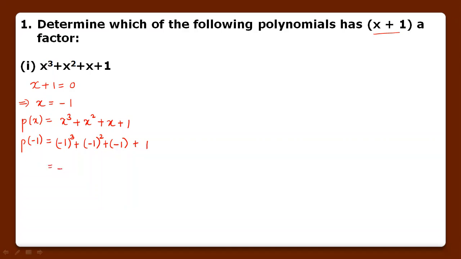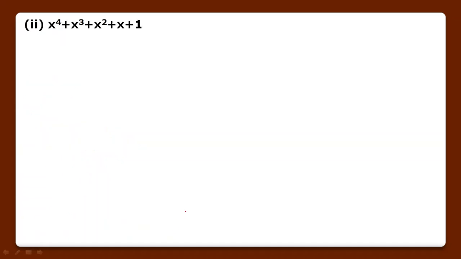Minus 1 cube is minus 1. Minus 1 का square is plus 1. Minus 1 and plus 1. हम plus एक साथ कर लेंगे. Plus 1 plus 1 plus 2 and minus 1 minus 2 which is equal to 0. जब हमने polynomial में x की वैल्यू रखी तो हमारे polynomial की वैल्यू 0 आ गई. So we can write yes, x plus 1 is a factor of px in this way. We'll see next part now.